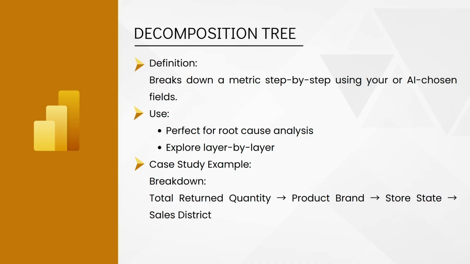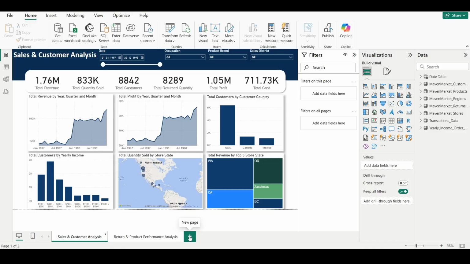In our case study, let's say we want to understand what drives total return quantity. We can break it down by product brand, store state, and sales district. Over here, AI can also auto-suggest the next best split, which is a very powerful way to explore root causes. Let's see how we can use it. Let me create a new page for it, so click on plus.